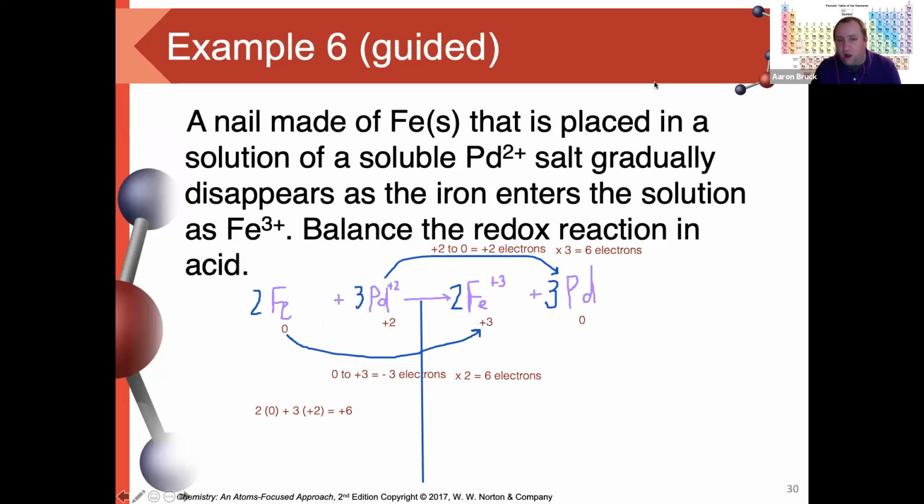So all of this stuff that we did is actually relevant because we needed to account for the fact that it wasn't just atoms rearranging here, it's the literal transmission of electrons from one element to the other. So iron is literally giving its electrons to the palladium ion here. All right, any questions about this example?